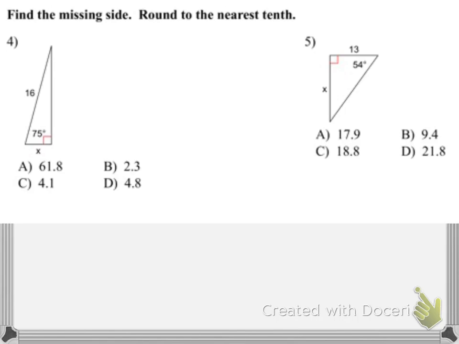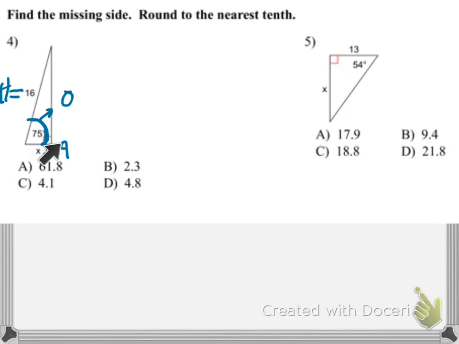Okay, now for these last two, we have to decide whether we're using sine, cosine, or tangent to find the missing side. So first one here, here's my angle 75. So let's label all our sides. That's the first thing you've got to do. So this here is my opposite side. Across from my 90 degrees is 16, so that's my hypotenuse. And then my last one here is my adjacent side. My x is my adjacent side.